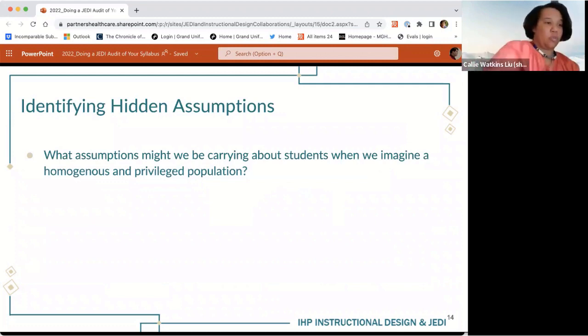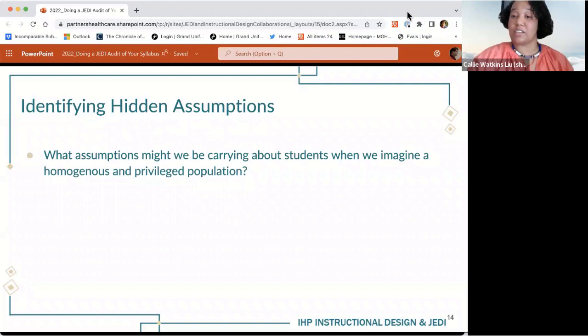Okay, so with unpacking our assumptions, we're going to go through a few different examples. Making sense of the syllabus is challenging for those with language differences like dyslexia. It does not acknowledge or account for neurodiversity of learning styles, as it uses neurotypical language and expectations, and even formatting actually. Think about that too. So as we go through these different assumptions now, we're going to think about what assumptions we might be making about students when we imagine a homogeneous, privileged population. If you're assuming the most privileged, most homogeneous population, what are the assumptions we're having?